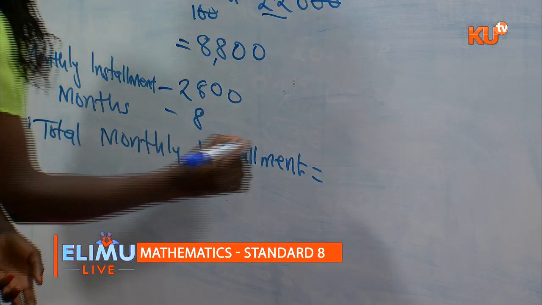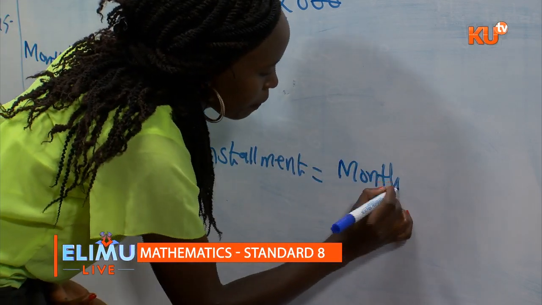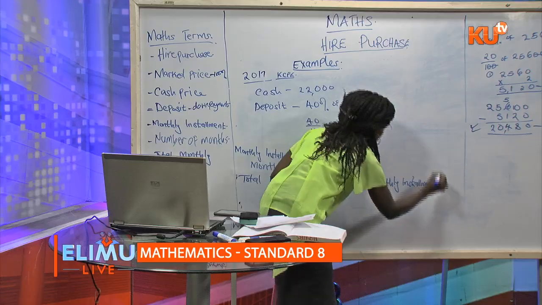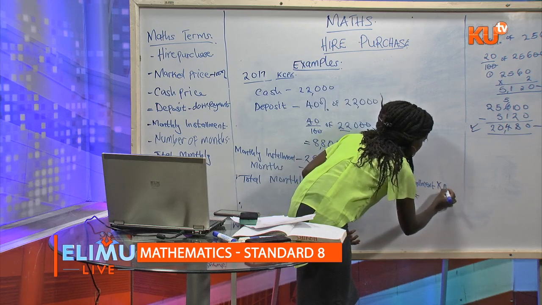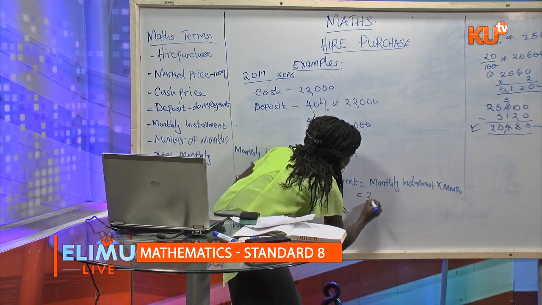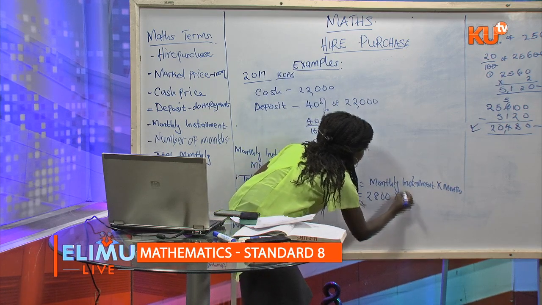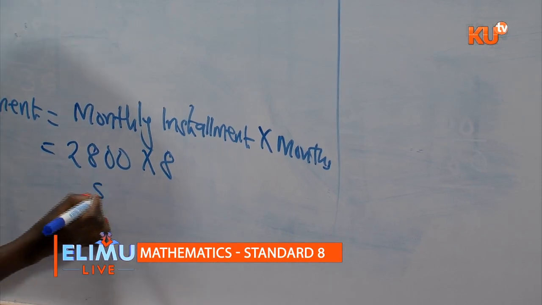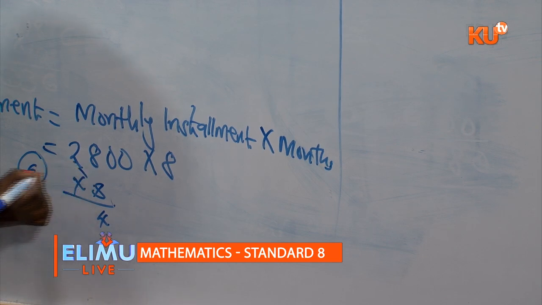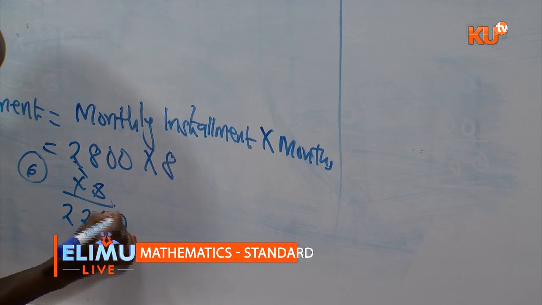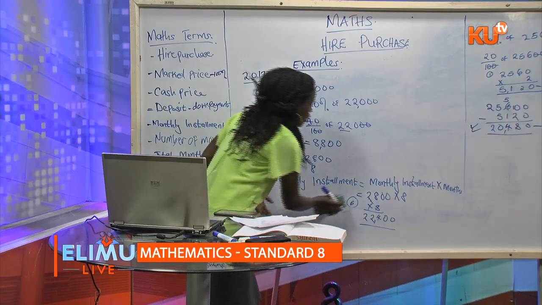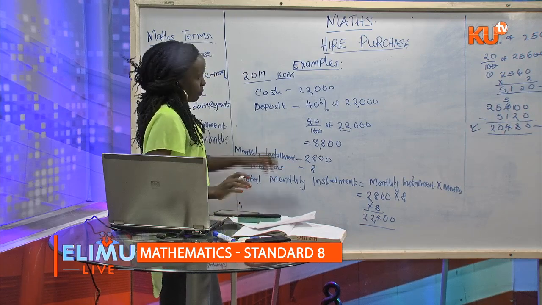The total monthly installment, we take the monthly installment times the number of months. So 2,800 times 8. We multiply. This is 64, carry 6. 16 plus 6, we get 22. We add the zeros, powers of 10. We get 22,400. 22,400 is now the total monthly installment.